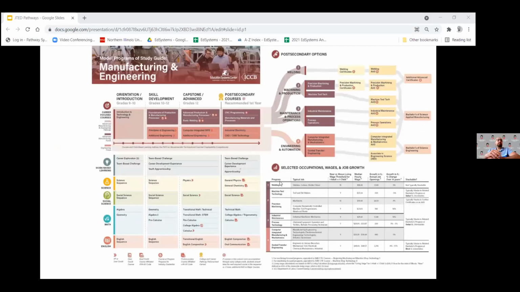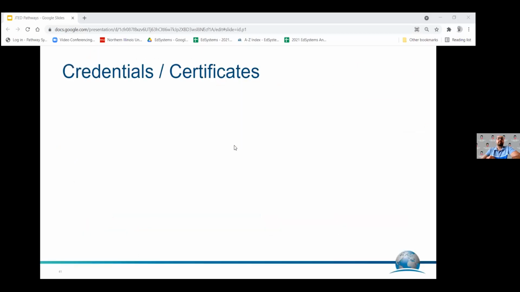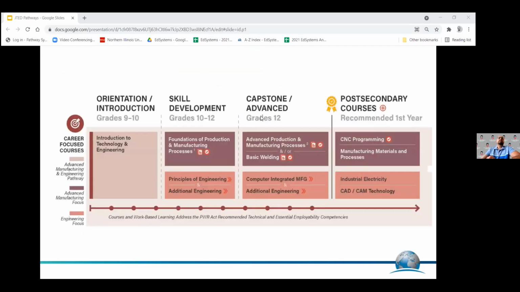I wanted to show you guys also what this work was done for manufacturing and engineering, right? The state has a huge emphasis on manufacturing and programs and things of that nature. So on the bottom right, once again, you see the labor market information. On the top right, you see the various industry credentials and certificates you can be earning. And then there's a deep dive on the courses, the basic skill sets that you should be earning.